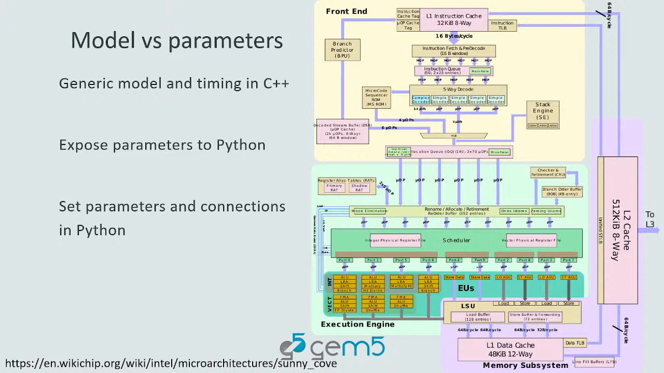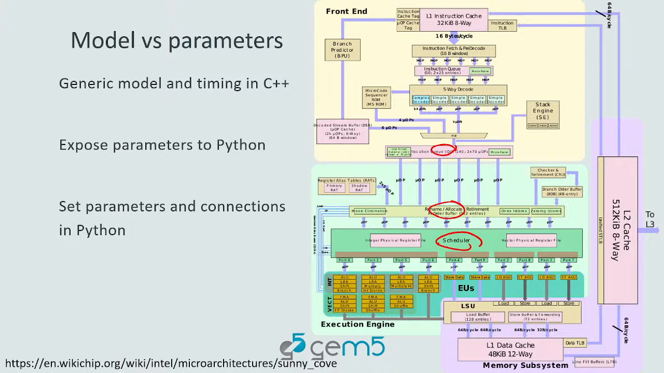So I want to try to talk a bit about model versus parameter. On the right, we have a picture of an out-of-order core stolen from Wikichip, which, if you haven't seen wikichip.org, is a great resource for details about current microprocessors. This is a Sunny Cove, which I think is one of the more recent Intel microarchitectures. This would be some model that you could write in C++. This model might have a scheduler, a rename, a reorder buffer, an allocation queue.